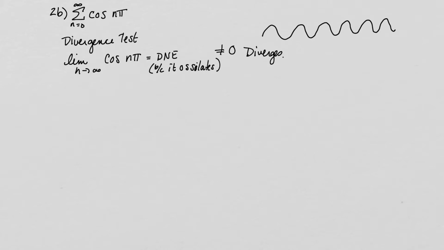And if I look at 2c, we have the summation n equals 0 to infinity of e to the negative 2n. So if you look, I have a power of n. And so what I really have here is the summation n equals 0 to infinity of (e to the negative 2) all to the n power. So this is a geometric series.